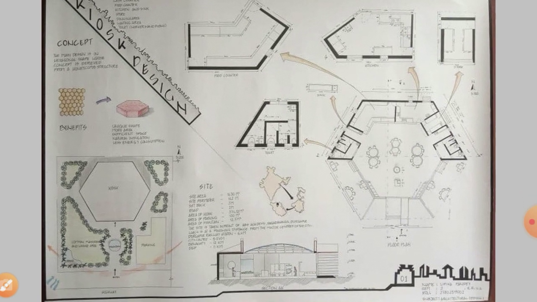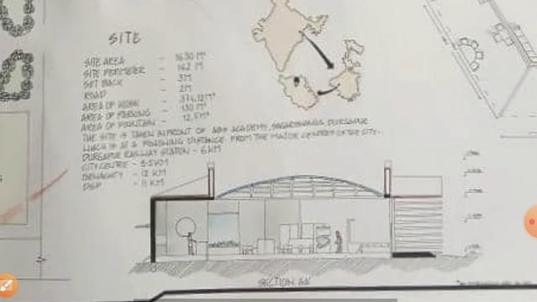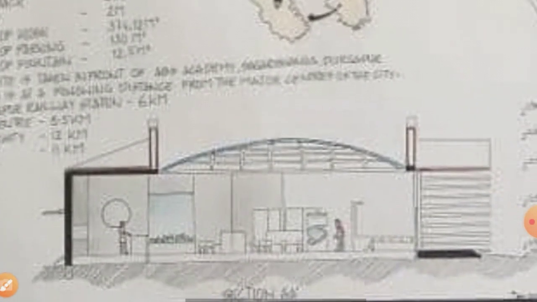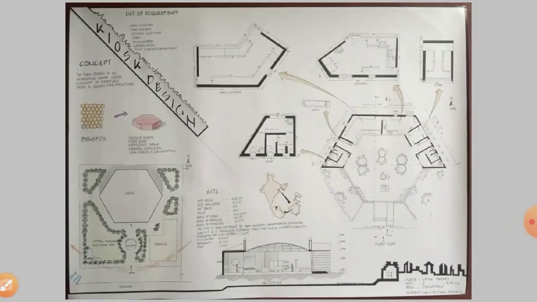Now we have the section of the plan which is cutting the plan at AA, which contains the kitchen, fountain area, cash counter and the entry. Okay, so this was my first sheet.